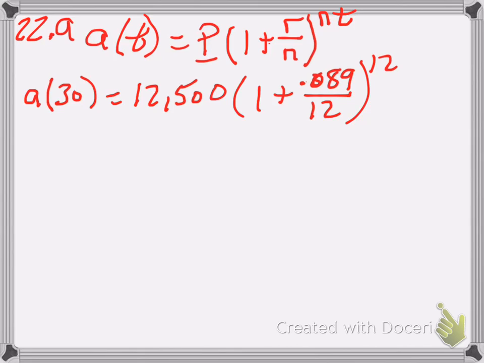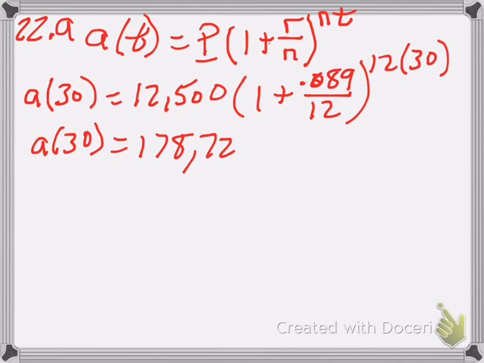And so if that were quarterly, you would put a 4. If that were annually, you would put a 1. If that were semi-annually, you could replace n with 2. Semi-annually means you'd get the compounding twice a year. And we're compounding 30 years. And we're just going to plug this into our calculator. And when we do, we're going to get that after 30 years, we'll have $178,729 and about 96 cents.